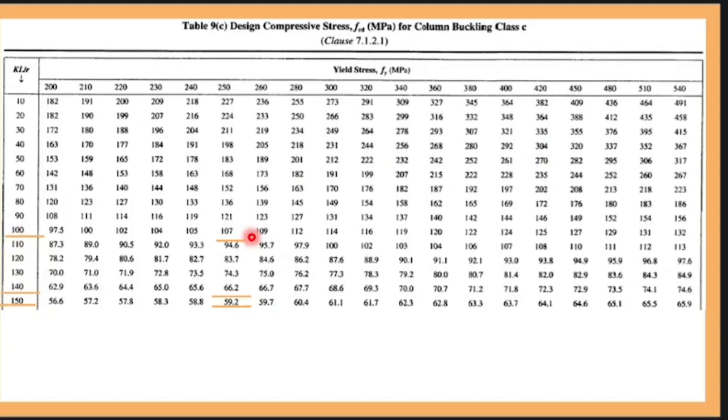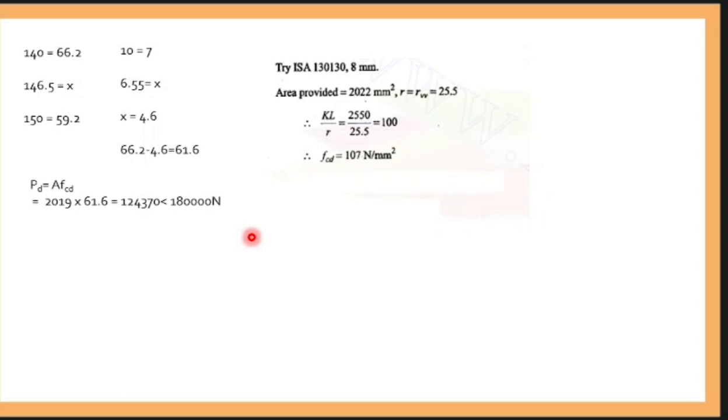For 100, directly you have the value of 107. Now you can multiply FCD into A. FCD is 107, so 216 kilonewton. Now the design capacity is 216 kilonewton. What is the force coming? 180. Will this member carry it? Yes, definitely it will carry. So it is much higher.